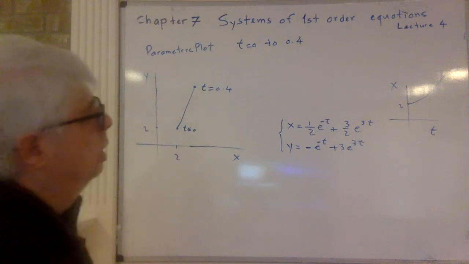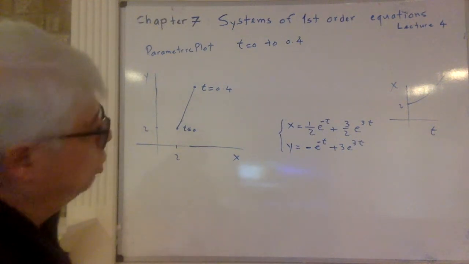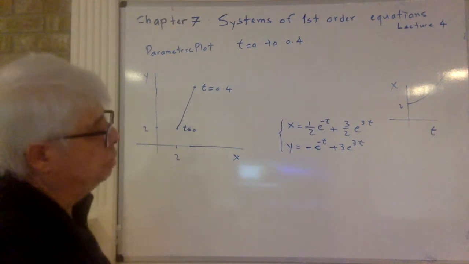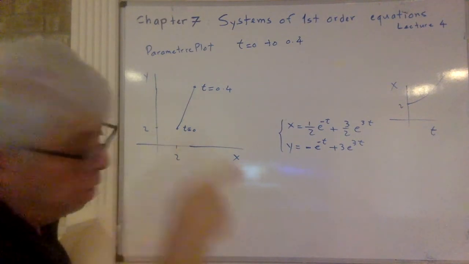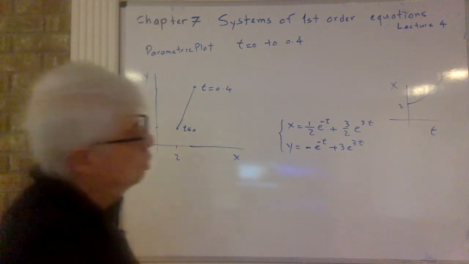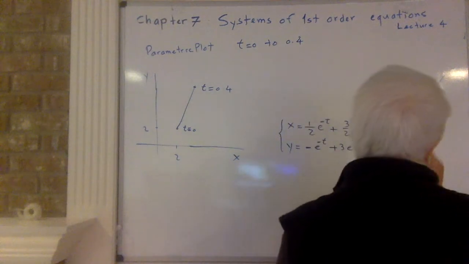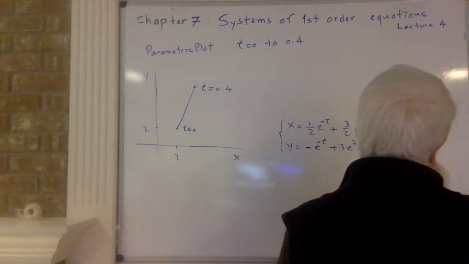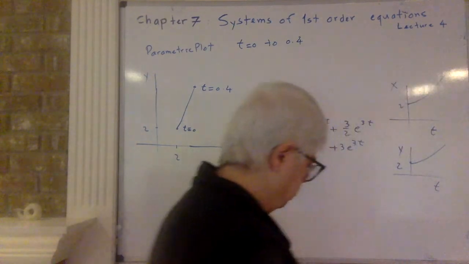Okay. So then both x and y with respect to time look like that. With respect to time, they look like this. So then we write y with respect to time. That starts at 2 and looks like this.